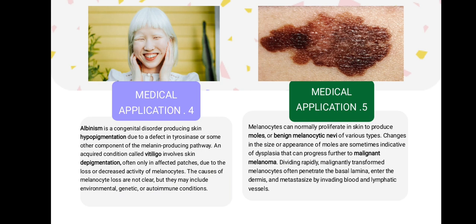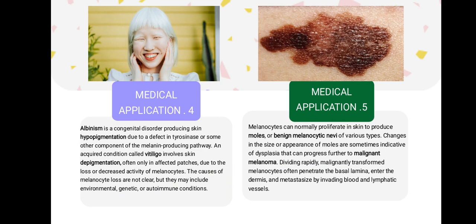An acquired condition called vitiligo involves skin depigmentation, often only in affected patches, due to the loss or decreased activity of melanocytes. The cause of melanocyte loss is not clear, but it may include environmental, genetic, or autoimmune conditions.